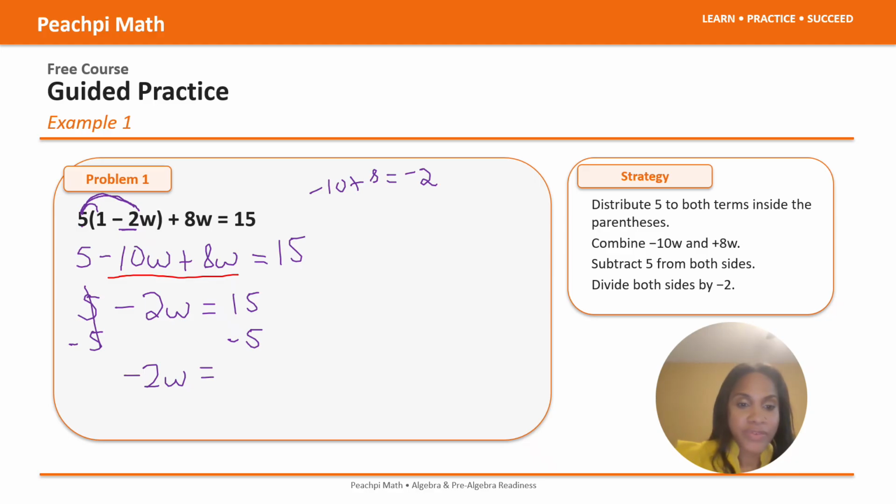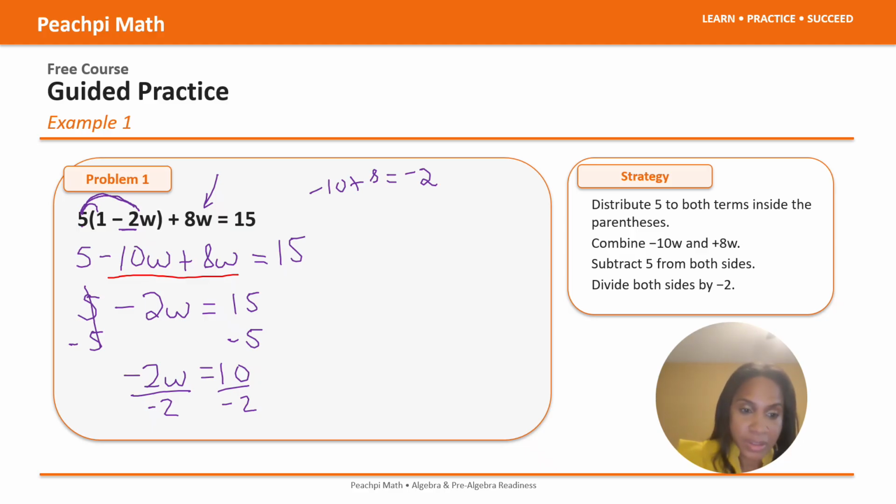Now 15 minus 5 is 10. And our last step: if you see a variable and a number written together with no operations in between, we read that as multiplication, so negative 2w is negative 2 times w. Like here, we can read this as 8 times w, okay? Since this is multiplication, our inverse is division, so we divide both sides by negative 2, whatever's next to the variable, because our goal is to isolate the variable.